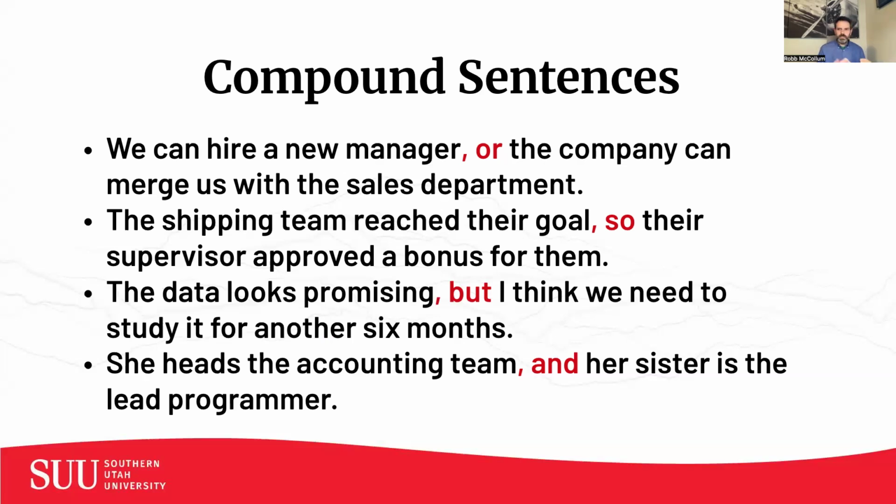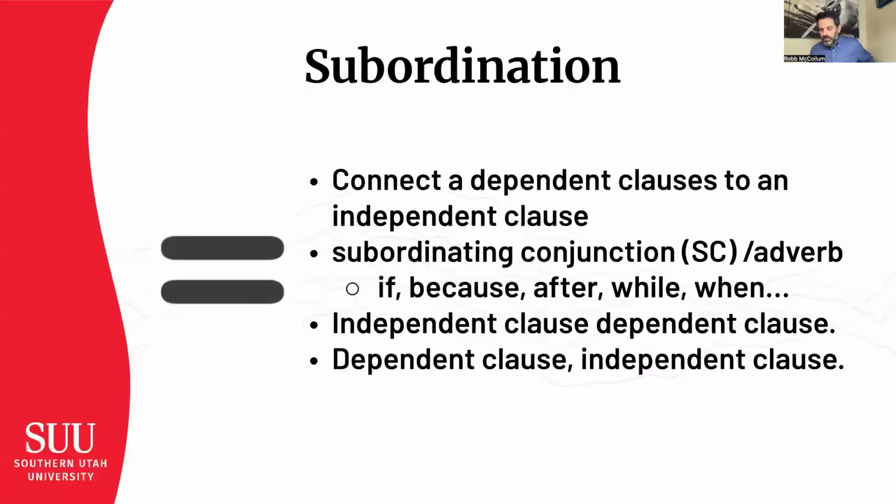Okay. So in each of these, we're helping show relationships between ideas. Are we showing choice? Are we showing consequence? Are we showing contrast? Or are we showing things that are in addition to one another? And so compound sentences allow us to show those relationships by choosing an appropriate coordinating conjunction that will reveal that relationship. We just want to make sure we punctuate it properly by putting a comma after the first independent clause before that coordinating conjunction. Now, another way to create sentence variety is to use subordination.